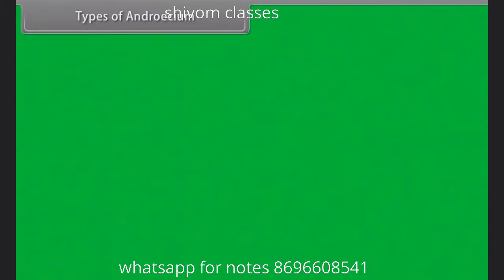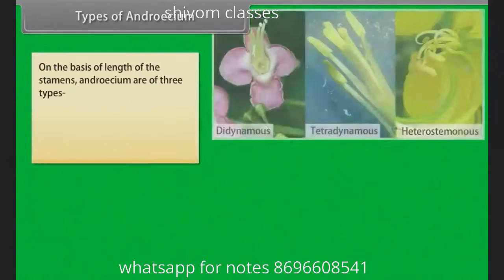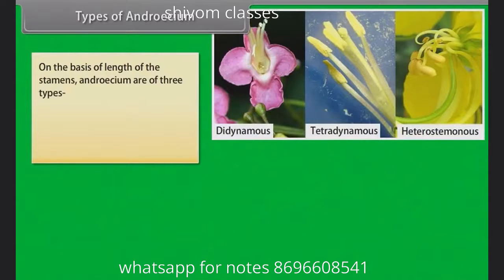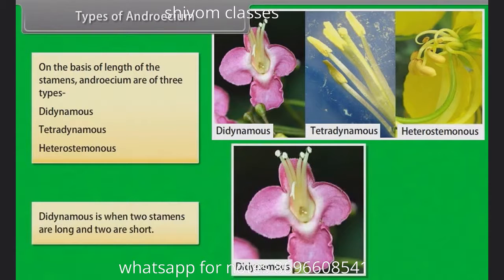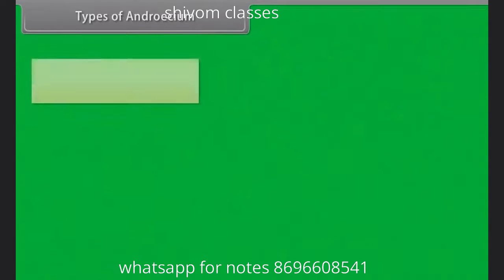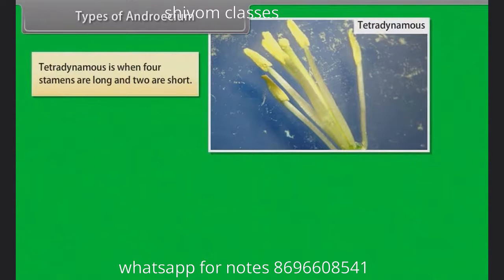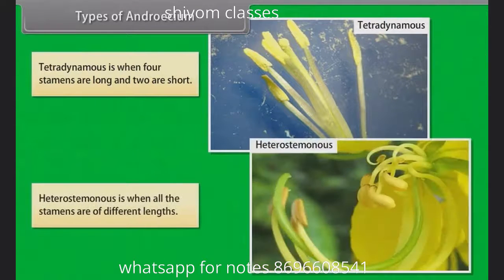Types of androecium. On the basis of the length of the stamens, androecium is of three types: didynamous, tetradynamous, and heterostemonous. Didynamous is when two stamens are long and two are short. Tetradynamous is when four stamens are long and two are short. Heterostemonous is when all the stamens are of different lengths.